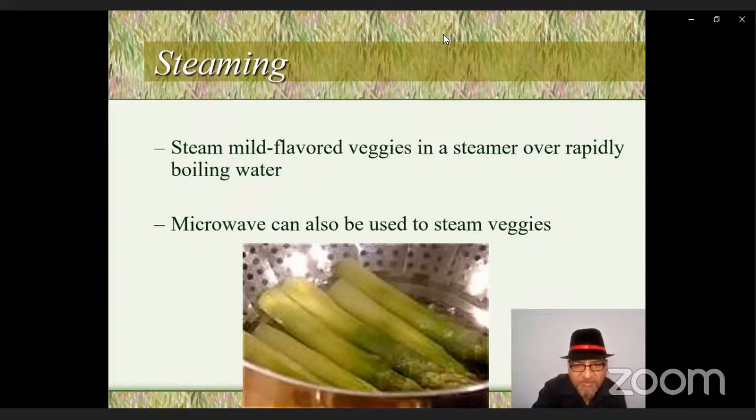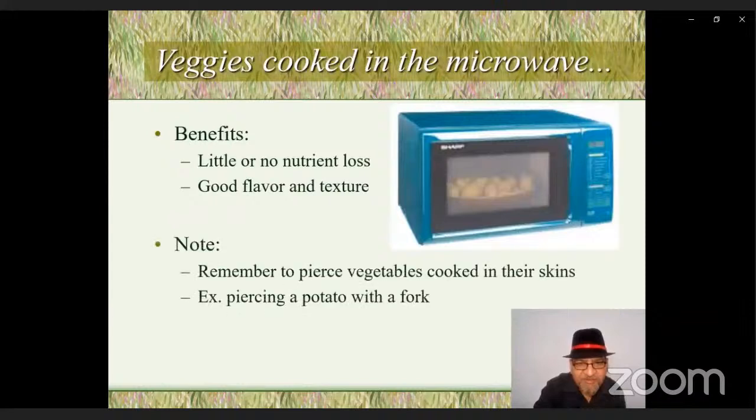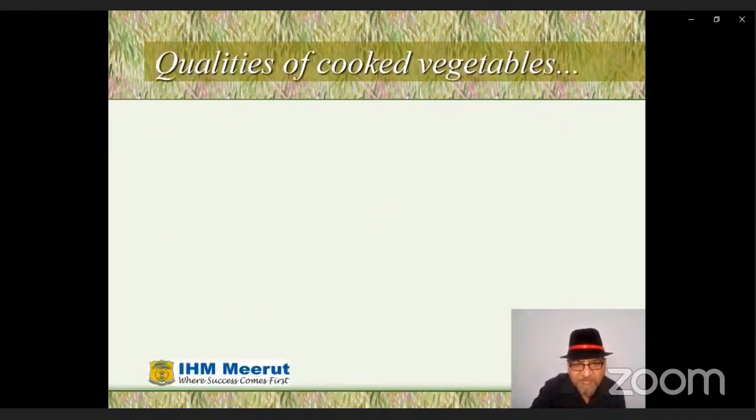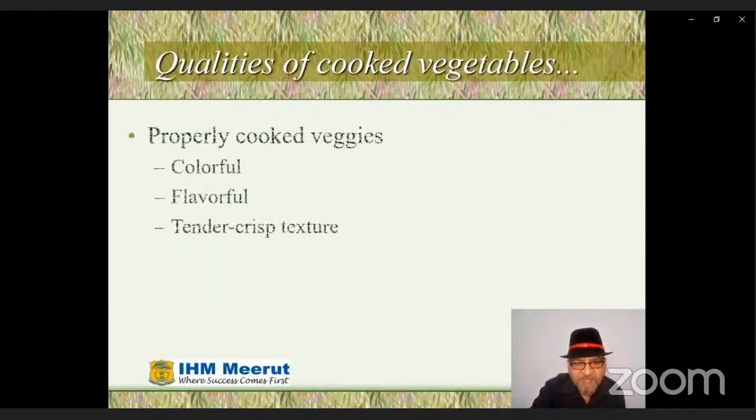Veggies cooked in the microwave. What are the benefits? Little or no nutrient loss. They are good in flavor and texture. Note, remember to pierce vegetables cooked in their skins, for example, piercing a potato with a fork. Otherwise, it may burst upon cooking in the microwave.